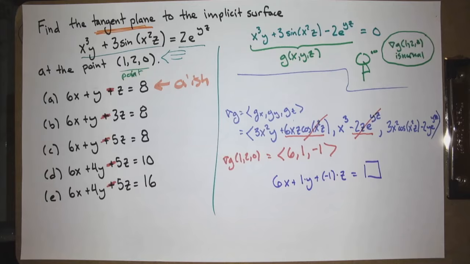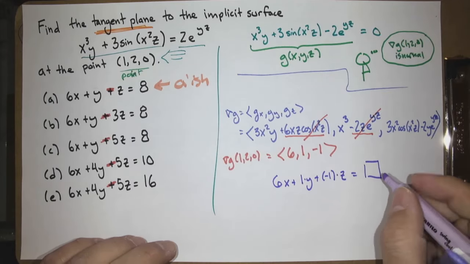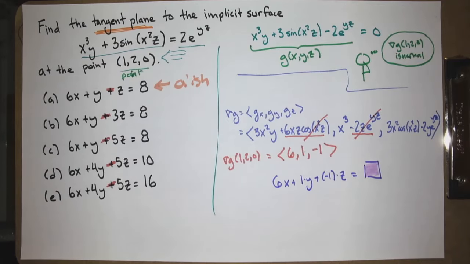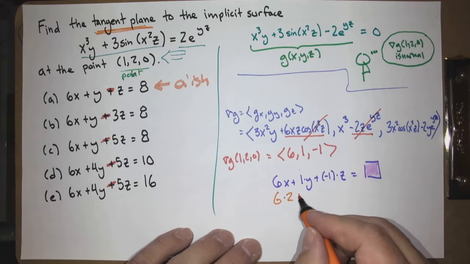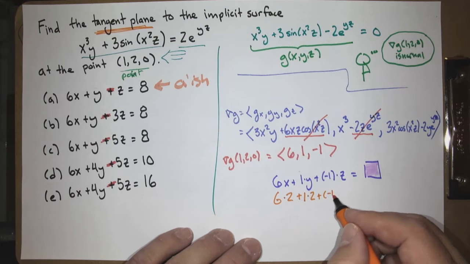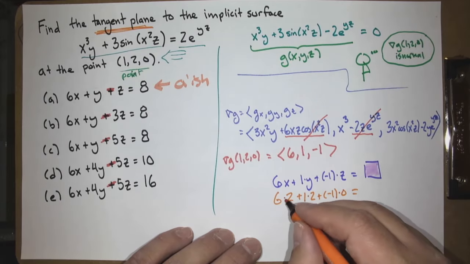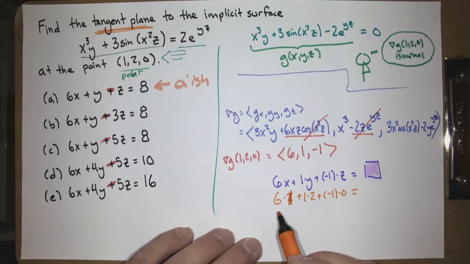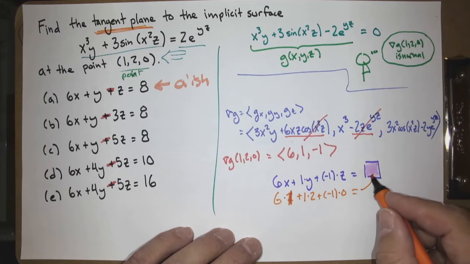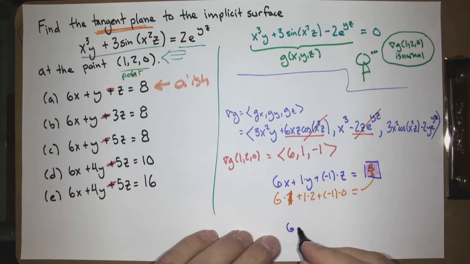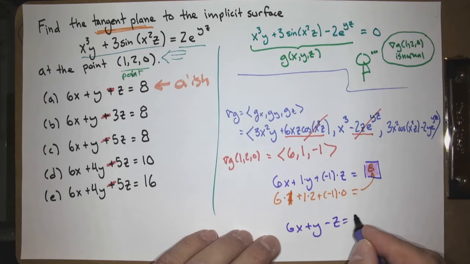And now we're almost done, but we have to answer the question. What's in the box? So finally, to answer that, plug in the point. We get 6 times 1 plus 1 times 2 plus negative 1 times 0. Well, that's 6 times 1, which gives us 8. And so now we have our answer: 6x plus y minus z is 8.